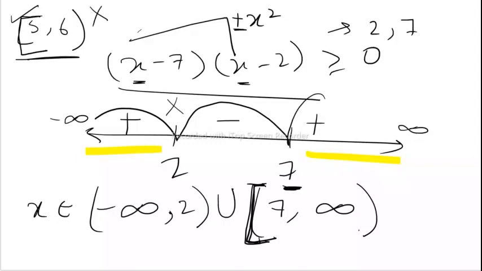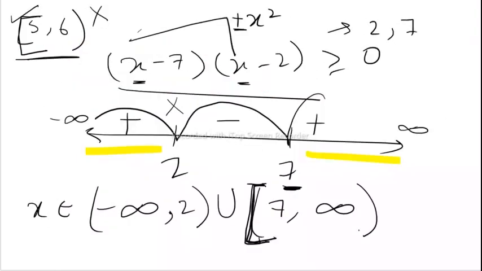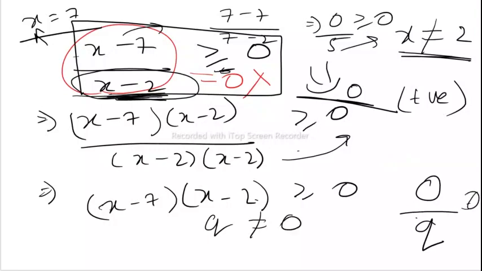We cannot consider 2, because why? Because in the denominator we have 2. If we consider 2, this whole thing will become undefined. We can consider 7, because if I put 7 over here, I'll get 0 by 5, and that is equal to 0. 0 divided by any value which is not equal to 0 is 0 only.